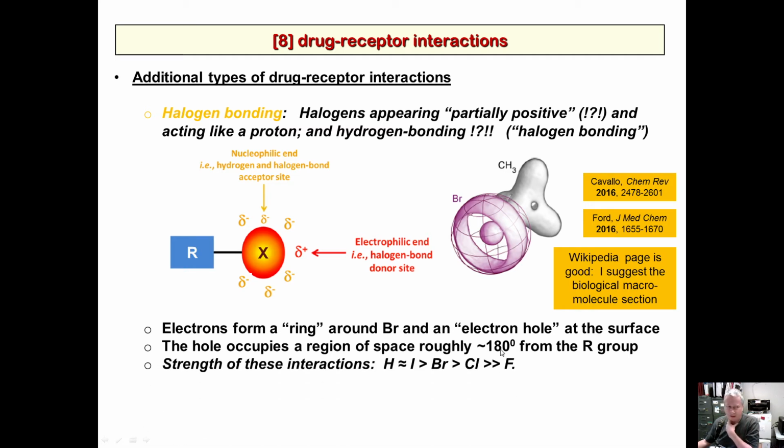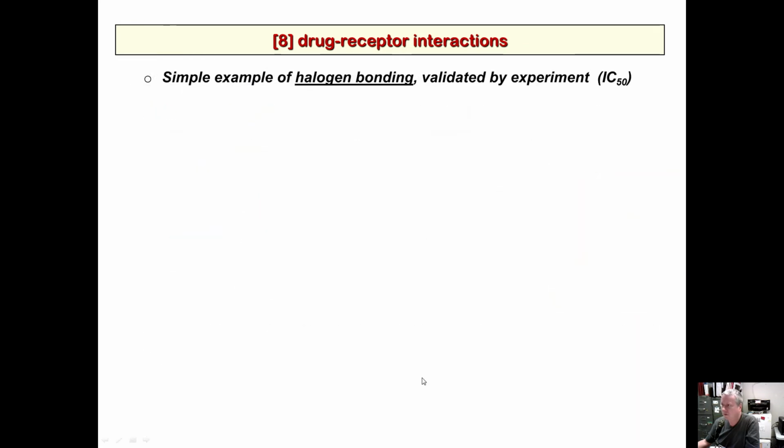As for the strength of the interactions, if you compare with a proton, iodine has the most interaction, so iodine and proton are roughly about the same. Then it goes bromine, chlorine, and then fluorine has very little of this interaction. So a large surface area, like iodine or bromine, is more likely to have this. Okay.